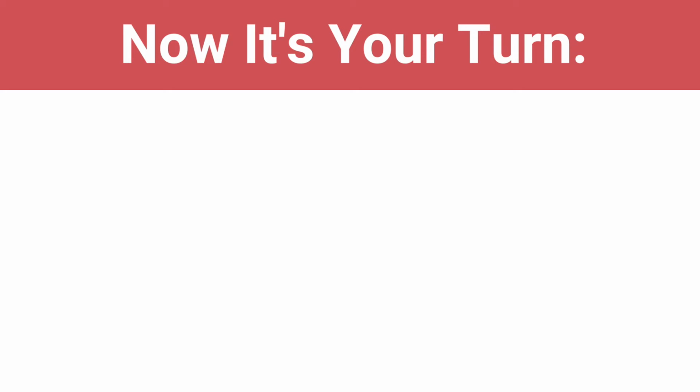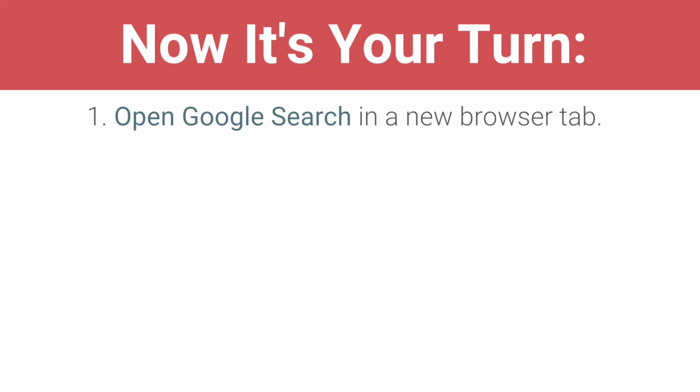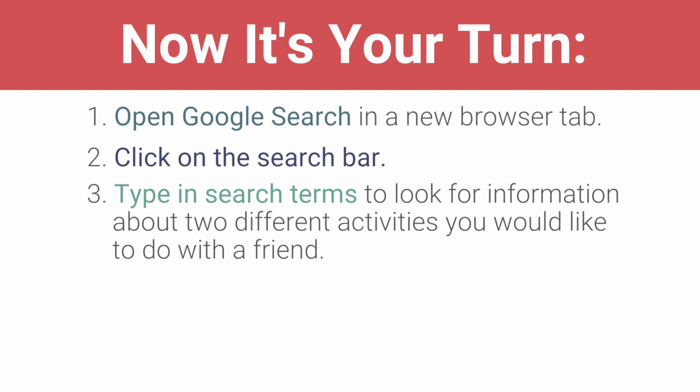Now, it's your turn. Open Google Search in a new browser tab. Click on the search bar. Type in search terms to look for information about 2 different activities you would like to do with a friend. Move on to the next video.